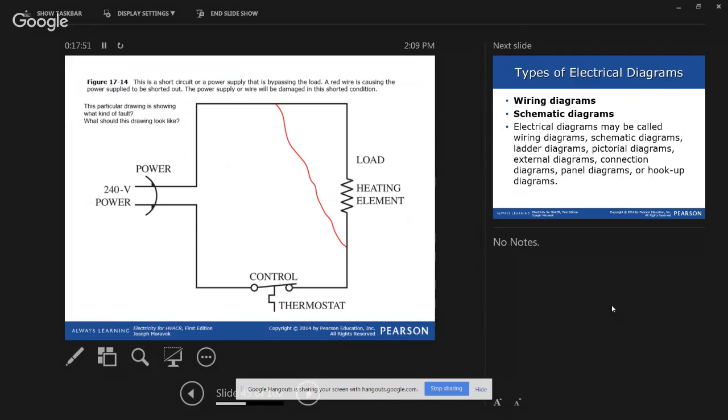So I wanted you guys to pay attention for this too. This particular drawing is showing what kind of fault? It's showing the ground fault. What should it look like? Power supply. So if we were to actually have a ground fault, we wouldn't expect to see this, would we? No, heck no. That's a short. We're shorting out the load there.